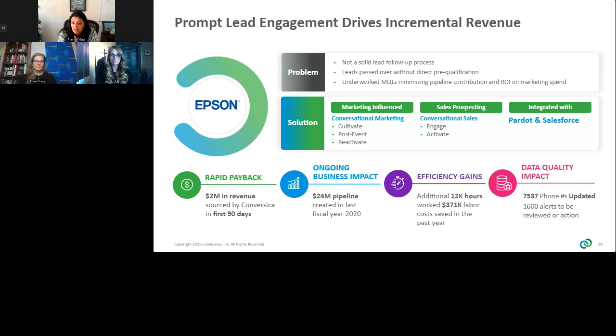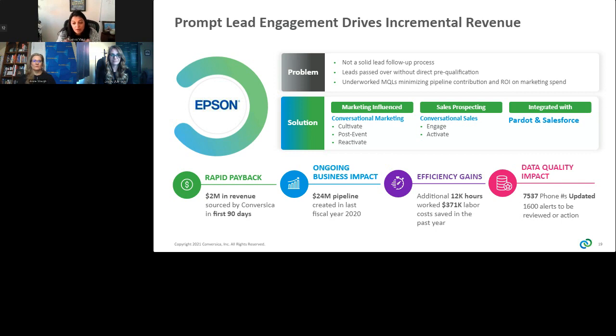They thought that leads were being passed over without that direct pre-qualification, that cultivating of early interest that we were talking about. And they were also frustrated that they felt like they were having these underworked MQLs that were minimizing that pipeline contribution and also minimizing the ROI on their marketing spend.